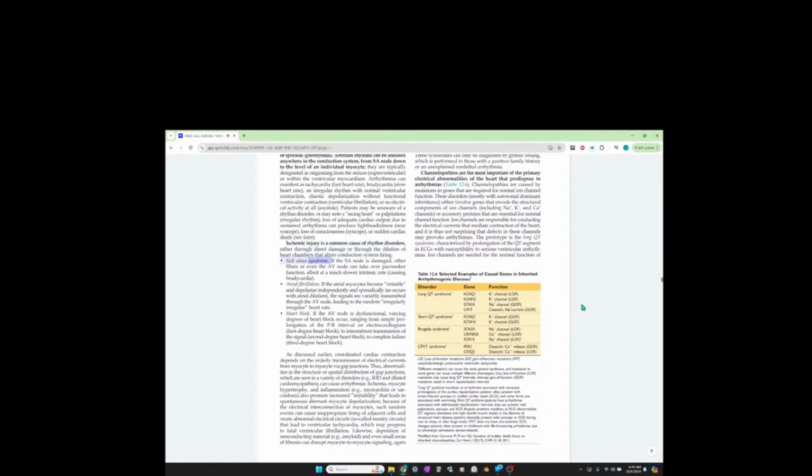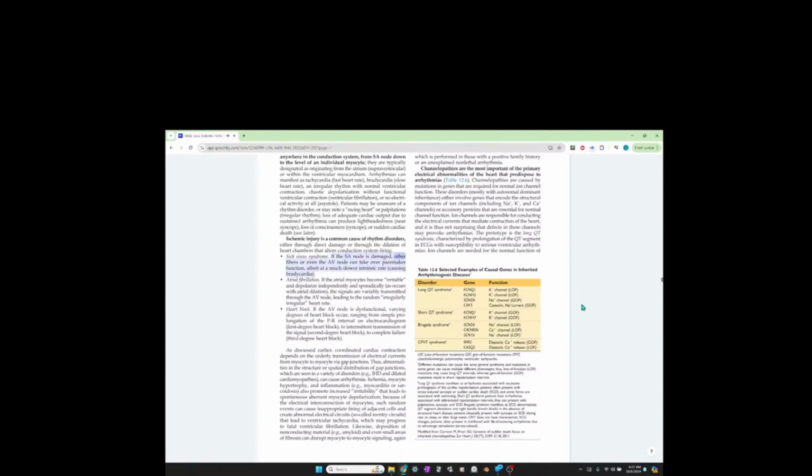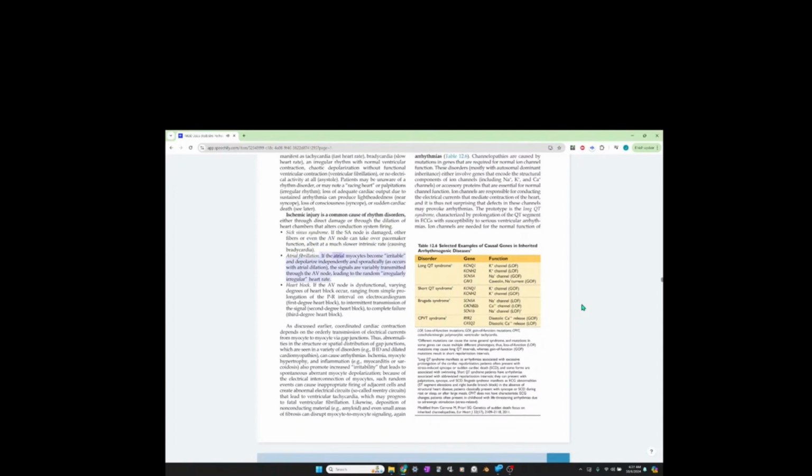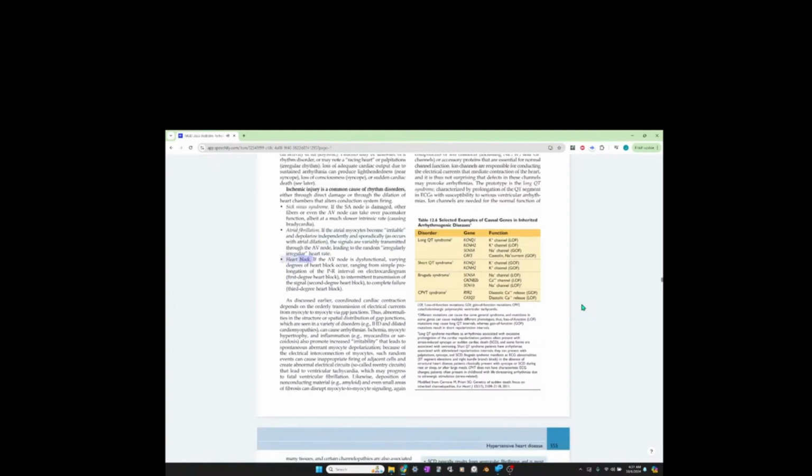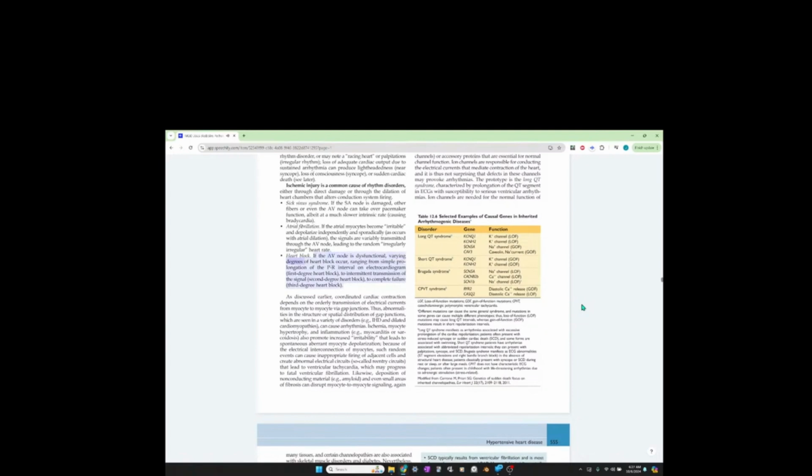Sick sinus syndrome. If the SA node is damaged, other fibers or even the AV node can take over pacemaker function, albeit at a much slower intrinsic rate. Atrial fibrillation. If the atrial myocytes become irritable and depolarize independently and sporadically, the signals are variably transmitted through the AV node, leading to a random, irregular heart rate. Heart block. If the AV node is dysfunctional, varying degrees of heart block occur, ranging from simple prolongation of the PR interval on electrocardiogram to intermittent transmission of the signal to complete failure.